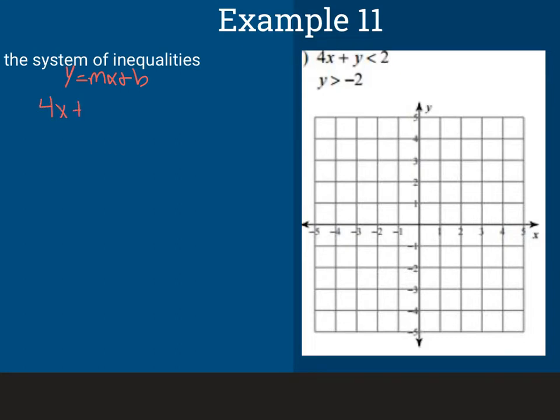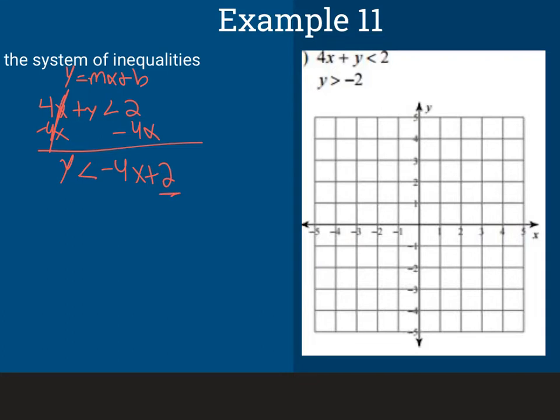Got 4x plus y is less than 2. I'm going to subtract that 4x because we know we want to get that y by itself. What I do to one side, I do to the other side. Y is less than negative 4x plus 2. The other one is already in slope-intercept form, so let's go ahead and plot this first one now.